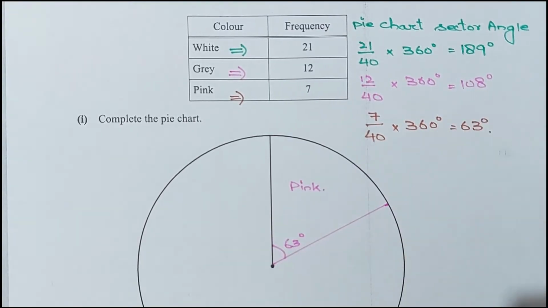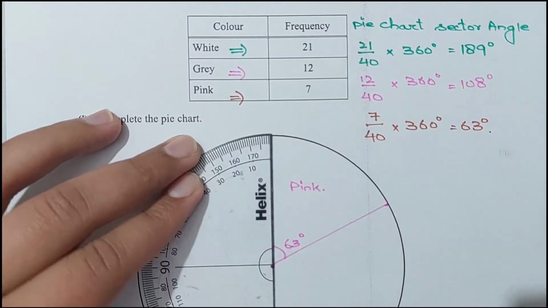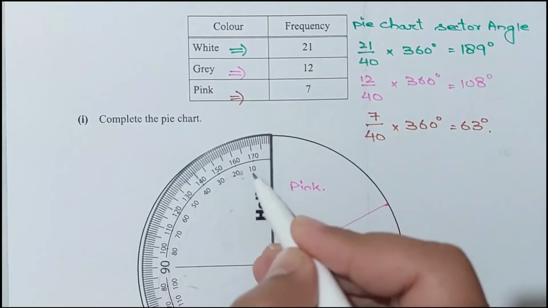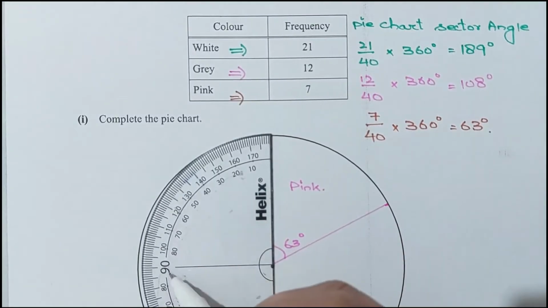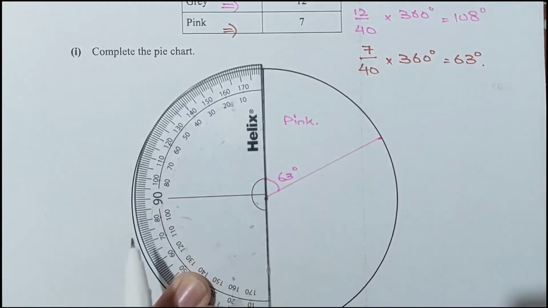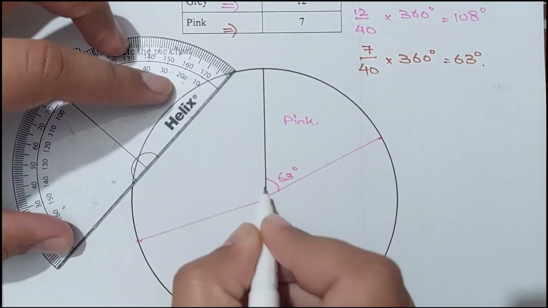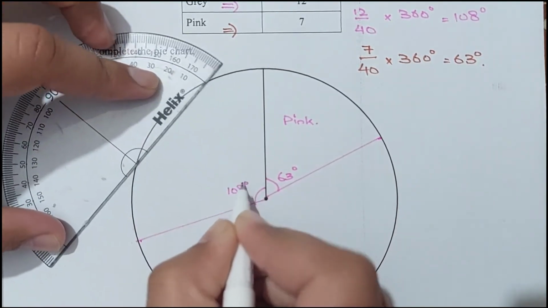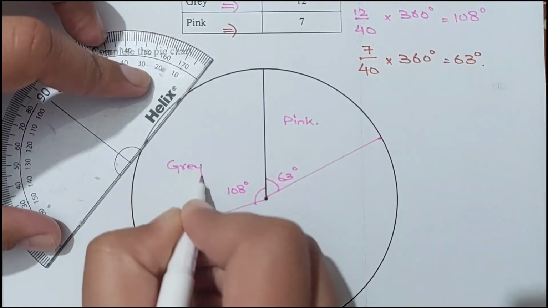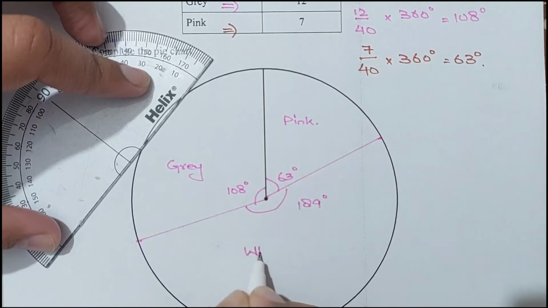The next is 108 degrees. If we move over here, 10, 20, 30, 40, 50, 60, 70, 80, 90, 100, 105, 6, 7 and 8. 108 is over here. This 108 degrees is for gray. And the last angle left is 189 degrees, which is for white.